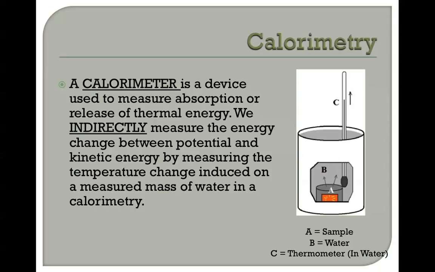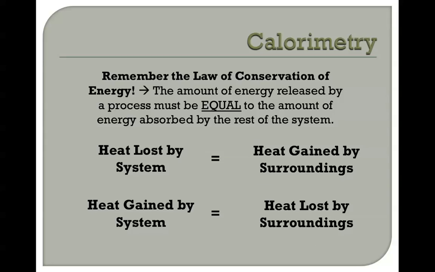So this is an example of a type of calorimeter, which is a device to measure the absorption or release of thermal energy. This indirectly measures the energy change between potential and kinetic energy by measuring the temperature change that occurs on water that's in the calorimeter. So the actual process takes place where letter A is, and then because that's going to either release heat into the water, which is B, or absorb heat from the water, we can then measure the temperature change and do some calculations related to it.